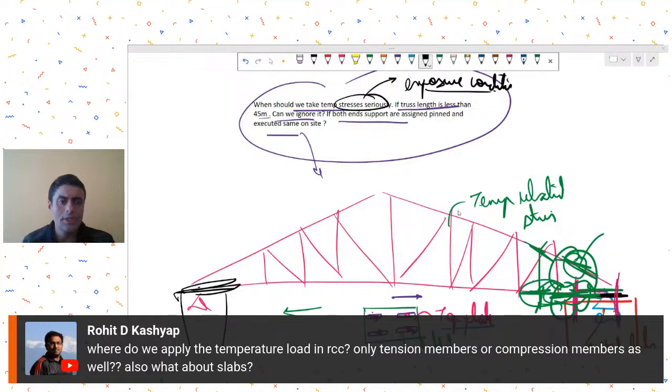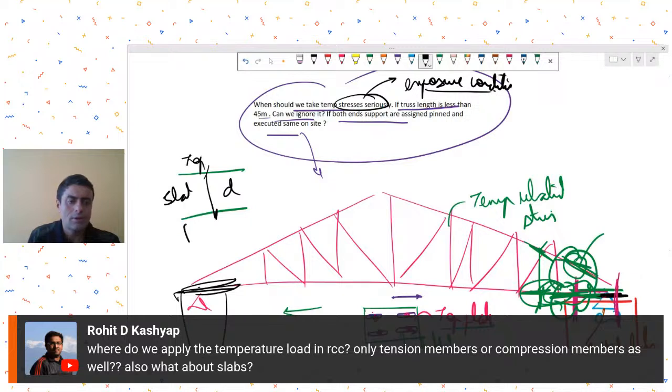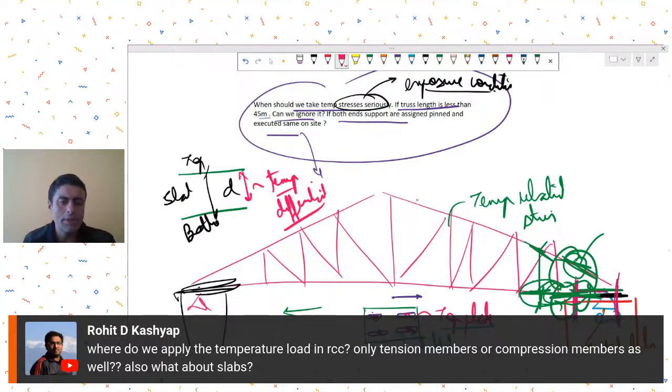For slabs, generally the temperature differential will be across the depth of your slab. So if this is my slab, this is the top surface, this is the bottom surface. So temperature differential is across this depth. If you want to assign temperature stresses to slabs, there is an option in the software to apply it across the depth of your member. Okay, so you could do that.